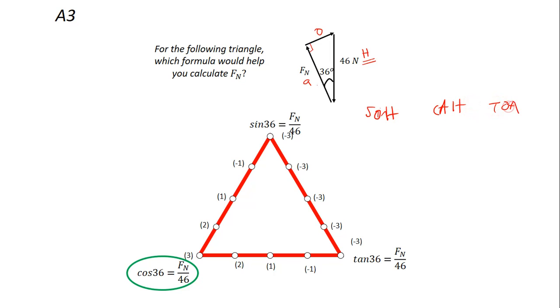SOHCAHTOA. What have I got? I've got adjacent and hypotenuse, which is CAH. So I've got cos 36 equals adjacent, which is the normal force, divided by 46. And that's that one down here.